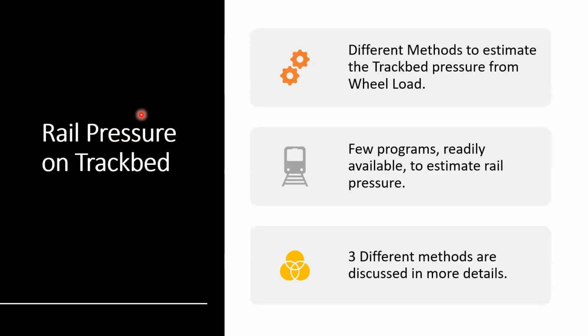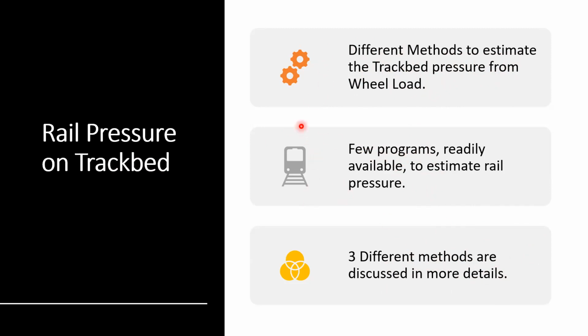So the second item that you need to have before you start designing is the real pressure on your track bed. Throughout the different tasks I have handled, there are usually different methods to estimate that track bed pressure, mostly from the wheel load. There are a few programs, just to name a few, like CanTrack, a readily available, easy to use tool to help you estimate the real pressure. And in today's topic, I'll touch upon 3 different methods in more detail and show you the equations and what the governing parameters are.